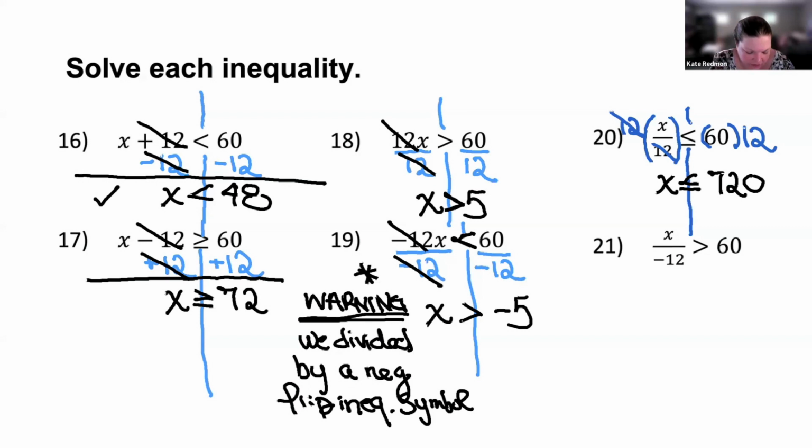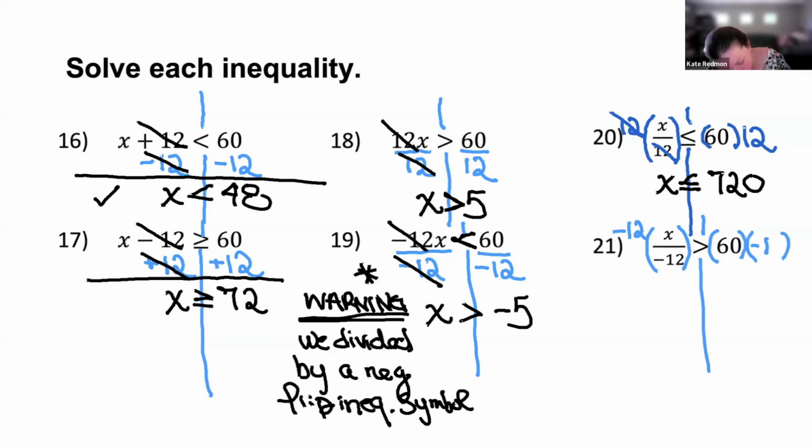21, x divided by negative 12 is greater than 60. So same thing, that negative 12 is dividing x. So if I want to get rid of it, I'm going to need to do the opposite of dividing. I'm going to need to multiply. Make sure you multiply by exactly what you want to get rid of. So negative 12. I can do whatever I want as long as I do it on both sides.